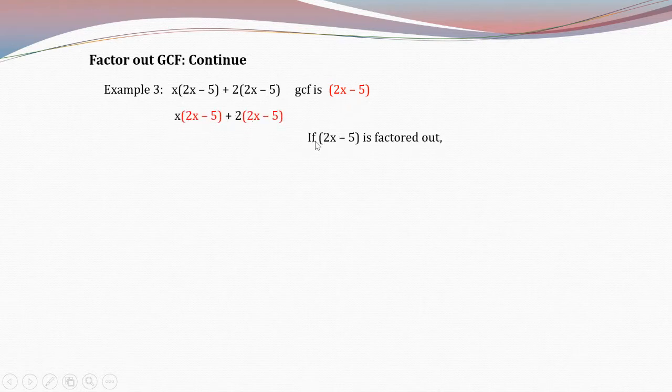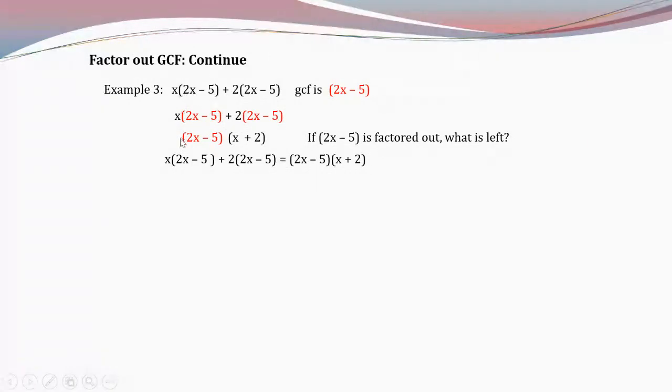So if you factor out the 2x minus 5, right? If you take it out, if you factor it out, what's left? X plus 2 is left. So to factor this problem here, x times 2x minus 5 plus 2 times 2x minus 5, right? The answer will be 2x minus 5 and x plus 2. This is how you factor out the GCF.